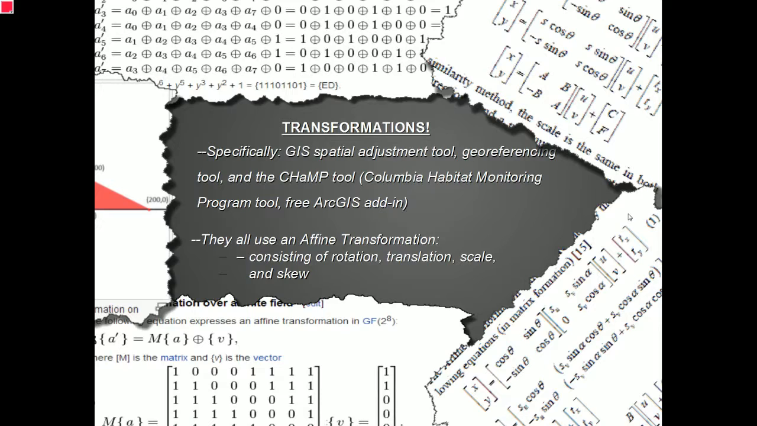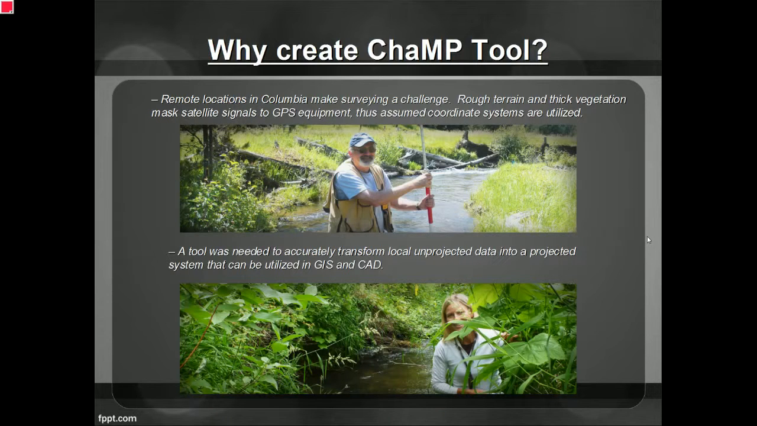All these tools use what's called an affine transformation. That generally just means that the transformation can consist of a rotation, a translation, scaling, and skewing. So why create the CHAMP tool? Well, like that habitat study in Colombia, which was trying to monitor the fisheries in the rivers, surveying was becoming a challenge due to the remote locations.